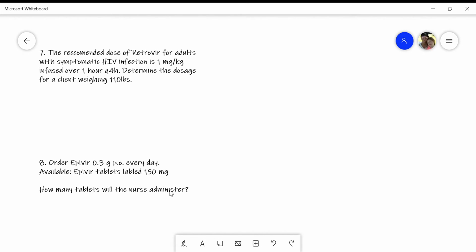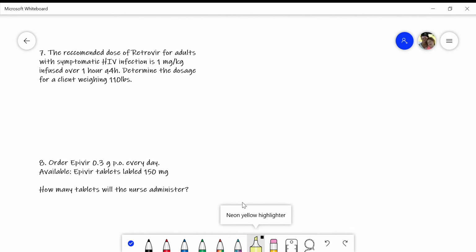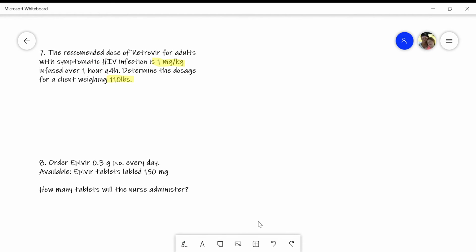So for number 7, the recommended dose of Retrovir for adults with symptomatic HIV infection is 1 milligram a kilogram, infused over 1 hour. Determine the dosage for a client weighing 110 pounds. So really, we don't even need that 1 hour because it's not asking us what's the infusion rate.